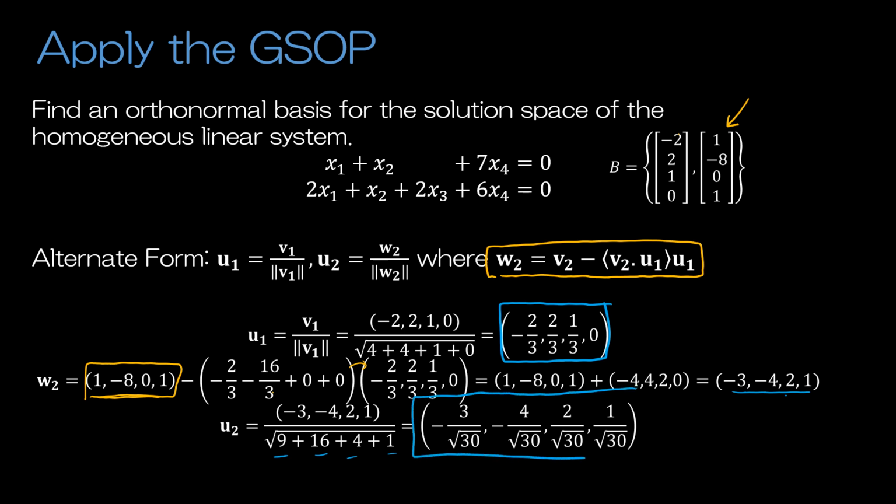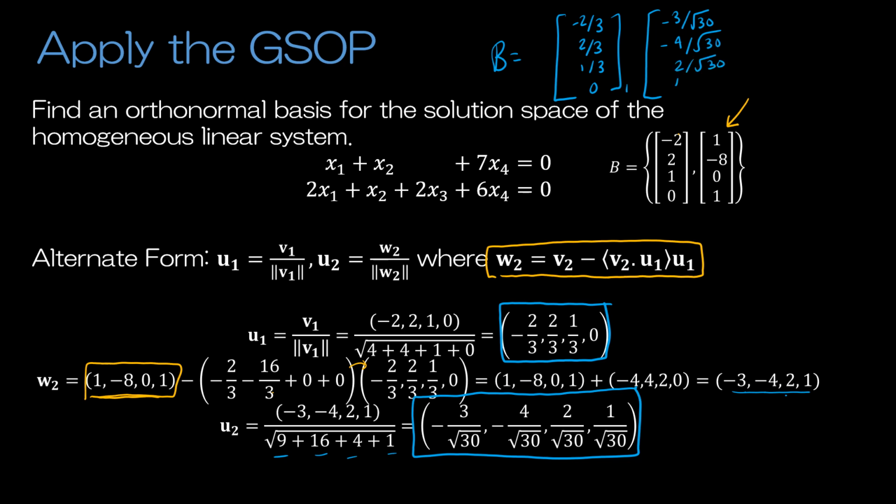And so my orthonormal basis includes negative 2/3, 2/3, 1/3, 0, and 3 divided by radical 30, negative 4 divided by radical 30, 2 divided by radical 30, and 1 divided by radical 30. These are two orthogonal unit vectors, or an orthonormal basis.